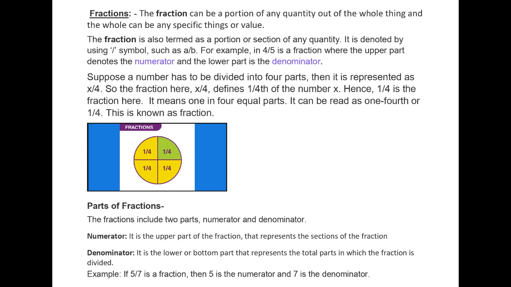Parts of fractions. Fractions include 2 parts, numerator and denominator. Numerator: it is the upper part of the fraction that represents the sections of the fraction. Denominator: it is the lower or bottom part that represents the total parts in which the fraction is divided. Example, if 5/7 is a fraction, then 5 is the numerator and 7 is the denominator.